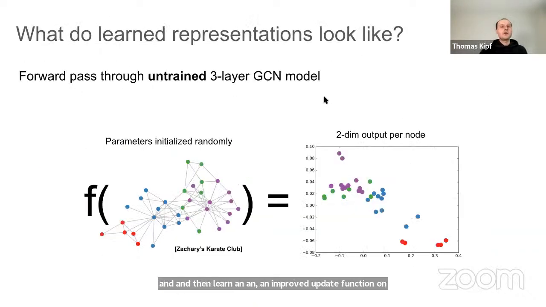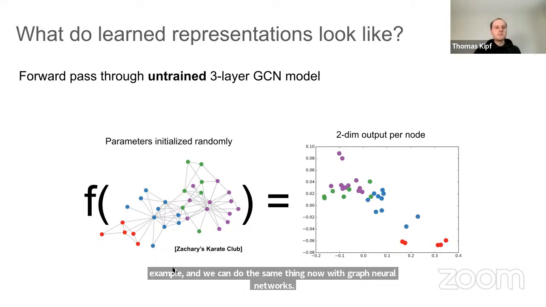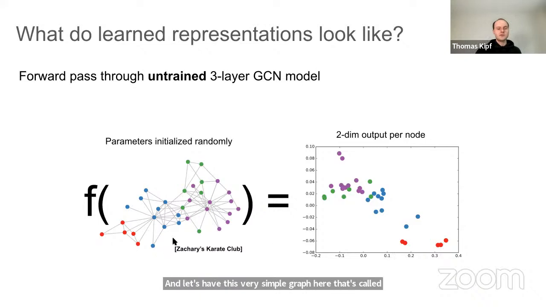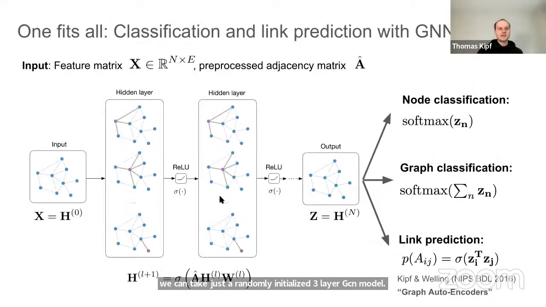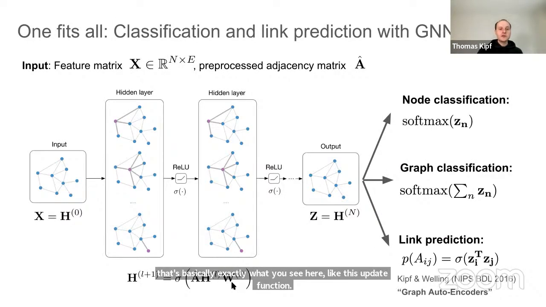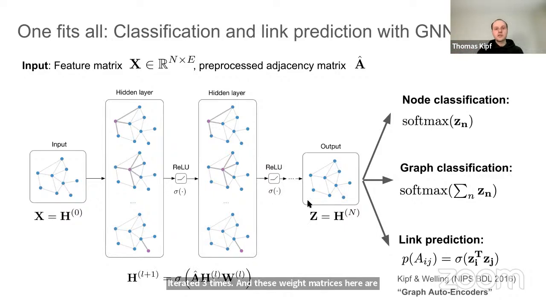And now I want to quickly go back to the very beginning, where we said the goal of graph representation learning is to learn embeddings for a graph like this, for example. And we can do the same thing now with graph neural networks. Let's say we have this very simple graph called Zachary's Karate Club. It's a toy example that is often used to illustrate what graph representation learning methods do. We can take just a randomly initialized 3-layer GCN model. That's basically exactly what you see here, this update function iterated 3 times. And these weight matrices are just randomly initialized, just random matrices. We don't train them yet.